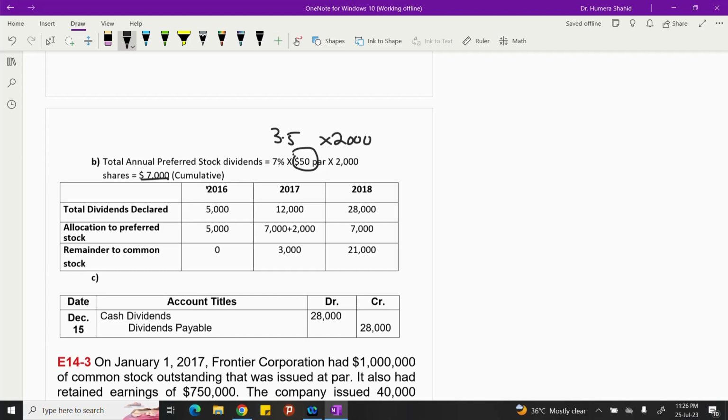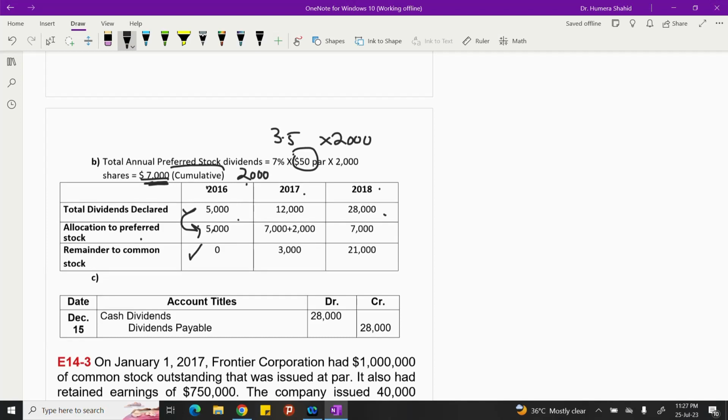Okay. 2016 declared dividend 5,000. 2017 dividend declared is 12,000. 2018 dividend declared is 28,000. In the first year, which is 2016, preferred stock wants 7,000, but we have the dividend of 5,000 only, so all will be given to the preferred stock. Is there any arrears? Yes. They wanted 7,000 but we paid them 5,000, so the arrears are 2,000, which will be considered in the next year because it's cumulative. In the first year, nothing is left for the common stock.